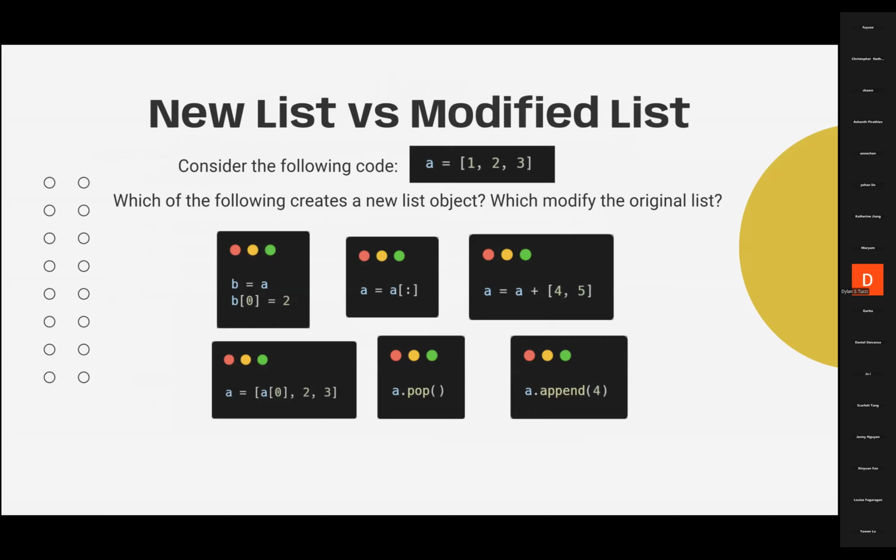Okay, here's the exercise. Determine from these six operations which create a new list and which just modify the original list. I will give you one to two minutes to solve it.